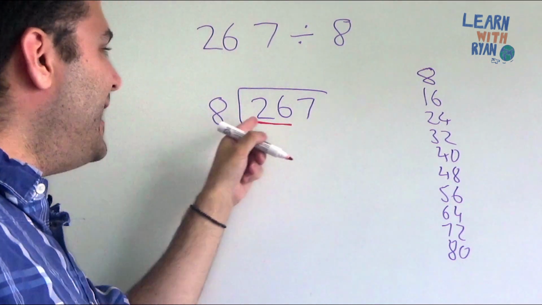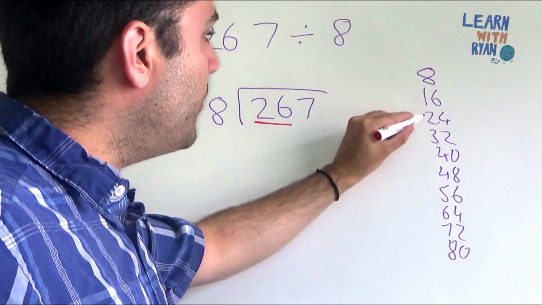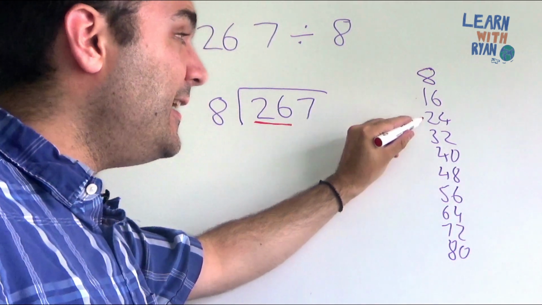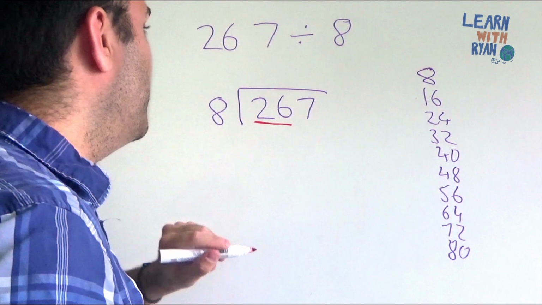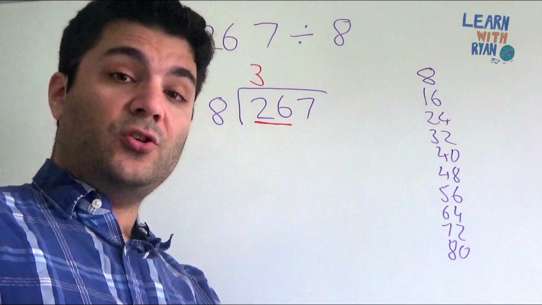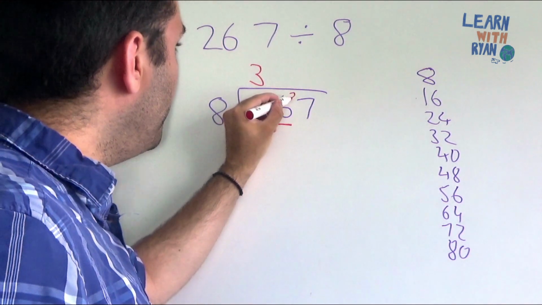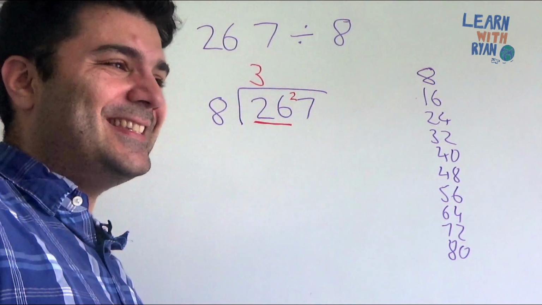Okay, how many 8s in 26? So let's count. We've got 1, 2, 3. 4's too many, so we stop at 3 8s, which is 24. So that's 3 whole 8s in 26. But 2 left over to get from 24 to 26. So the 2 I'm going to put above the 7, so it becomes 27.